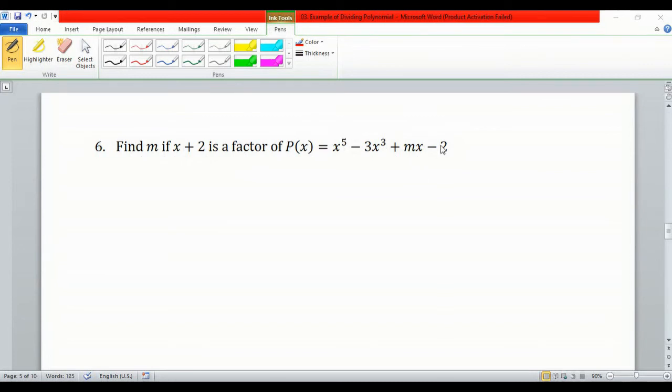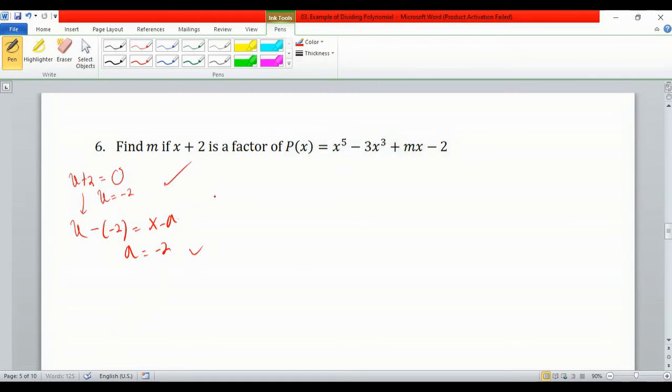Remember that from the theorem, if x plus 2 is a factor, you can write x plus 2 is equal to 0, right? So you can write x equals minus 2, or you can say, like in the Zambak's book, they write x minus a. So the a is minus 2, everyone. You can use either one, it is the same.